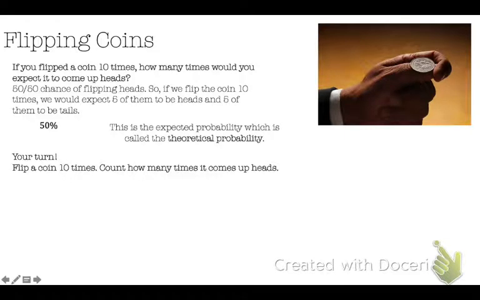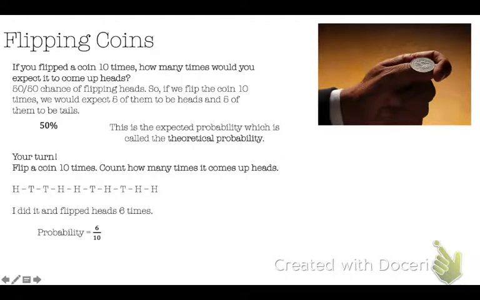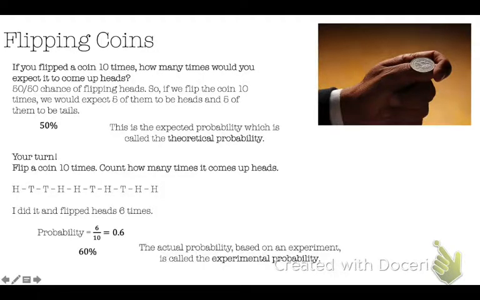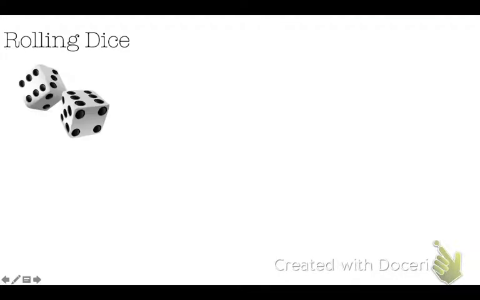Now, if we actually do this, so I did this, I flipped it, and I got heads, tails, tails, heads, heads, tails, heads, tails, heads, heads. So I got heads 6 times, which means my actual probability was 6 out of 10, which was 60%. This is called the experimental probability because this is the probability we got when we did an experiment. Cool? Now, rolling dice. So when you roll dice, there's 6 sides on the dice, right?